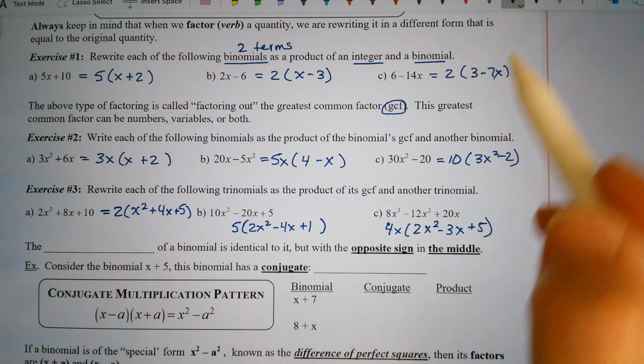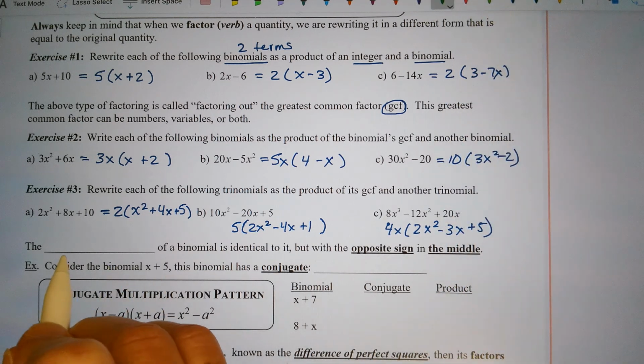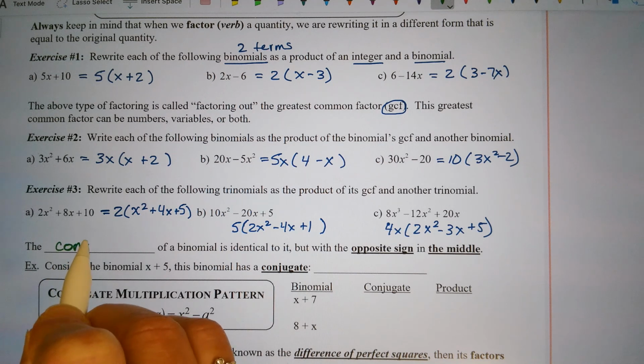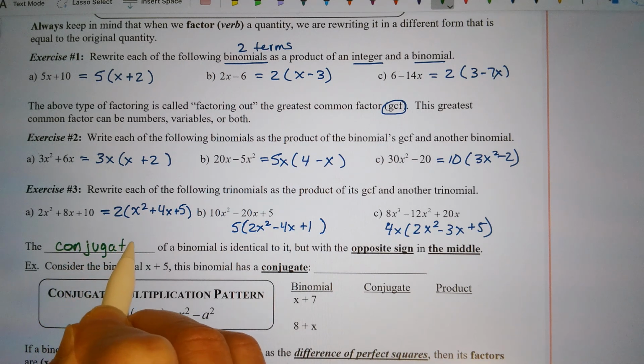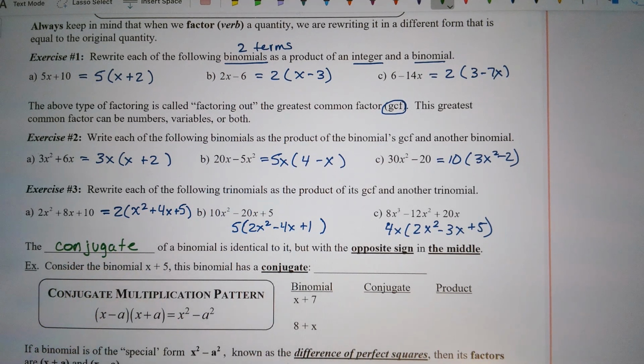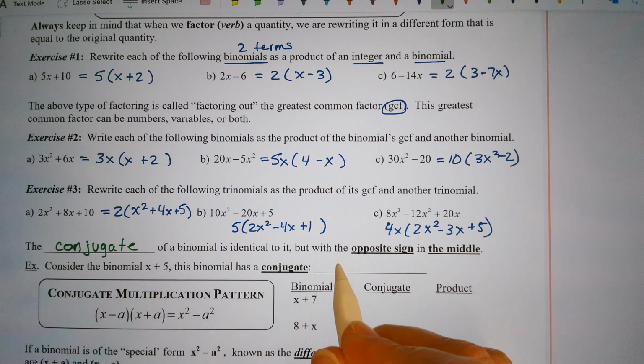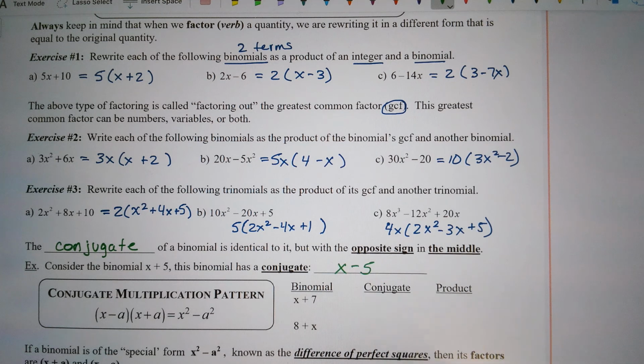The conjugate of a binomial is identical to it, but with the opposite sign in the middle. Example, consider the binomial x plus 5. This binomial has a conjugate, just the opposite sign. Instead of a plus, minus. So this conjugate is x minus 5.